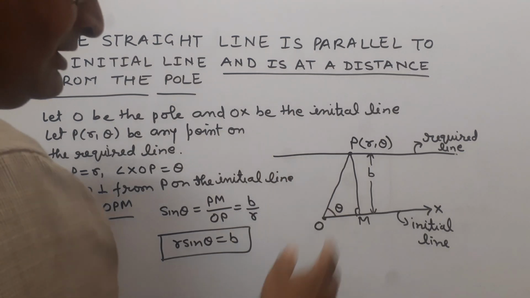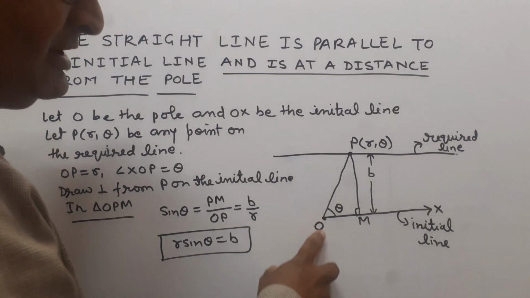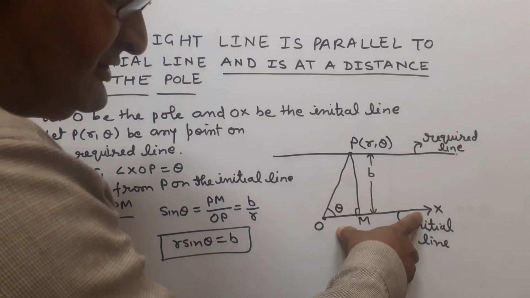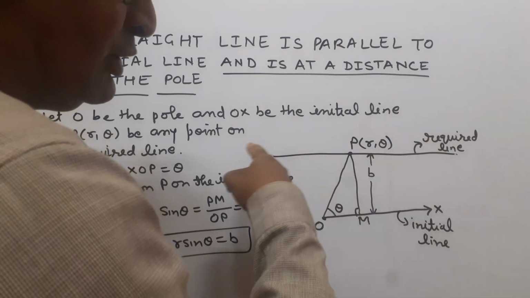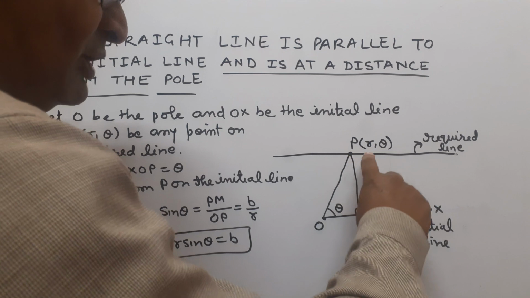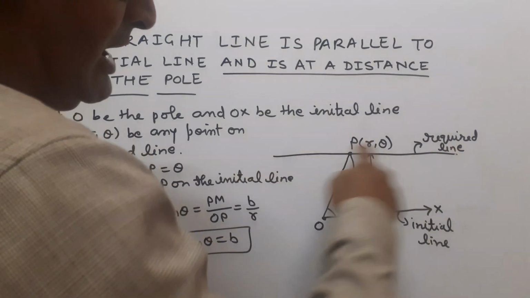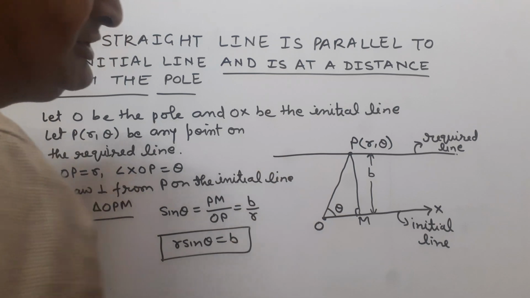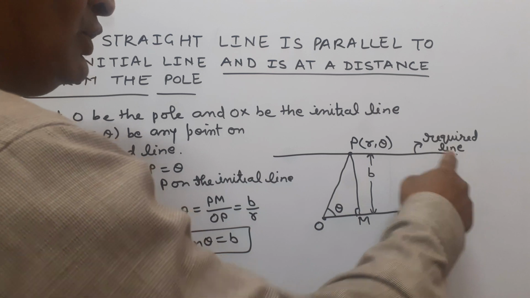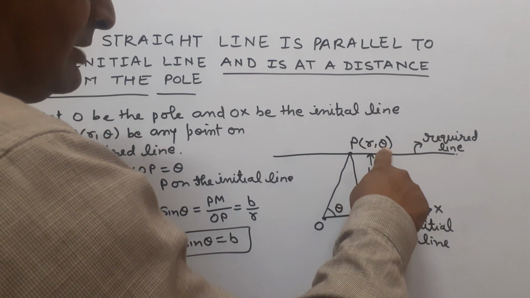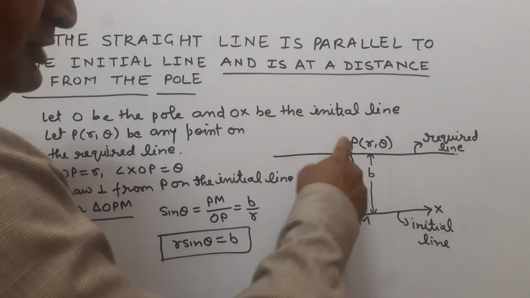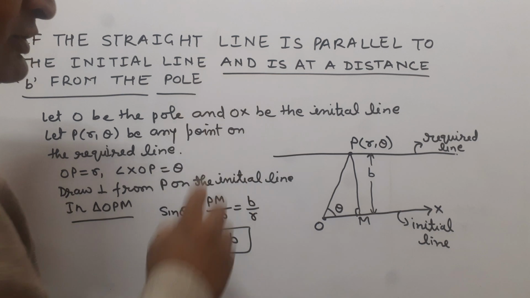So first we suppose that O be the pole which is fixed point, OX be the initial line which is fixed straight line. Let us suppose that this is the required line and we know that required line is at small b distance from the initial line. Now we suppose that P be any point on this required line whose polar coordinates are r comma theta. So OP is equal to small r and angle XOP, this is the vectorial angle which is equal to theta.